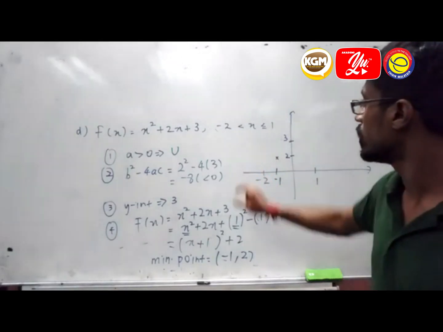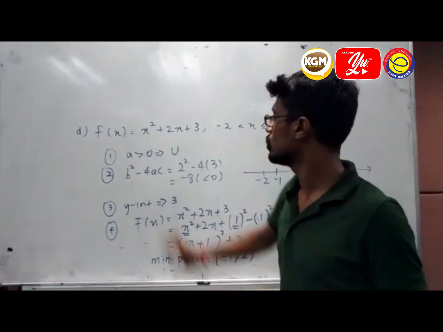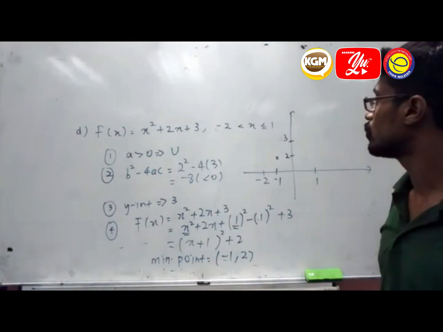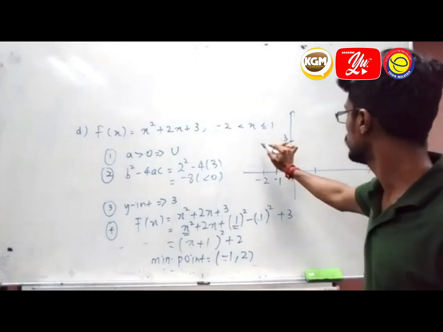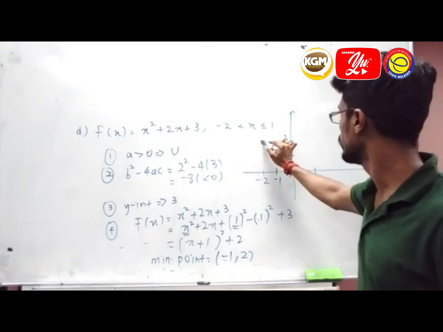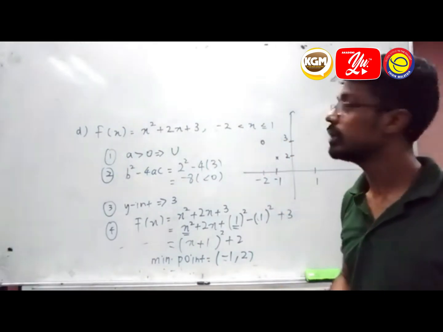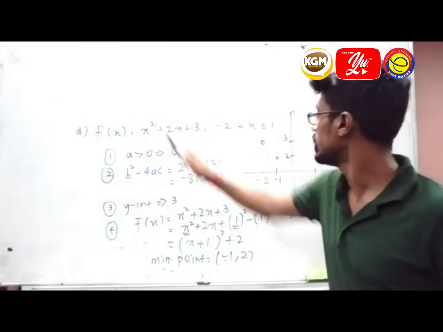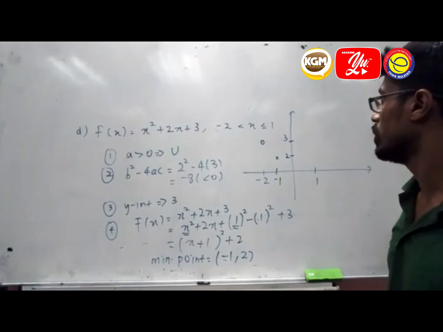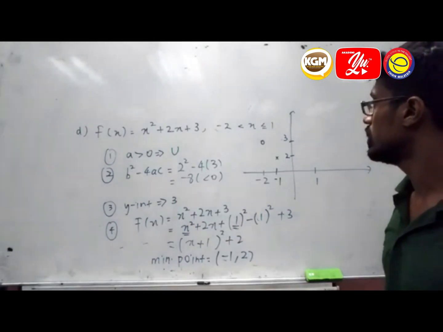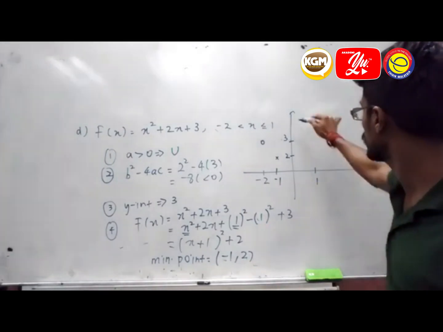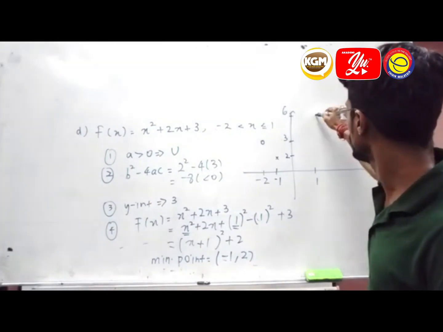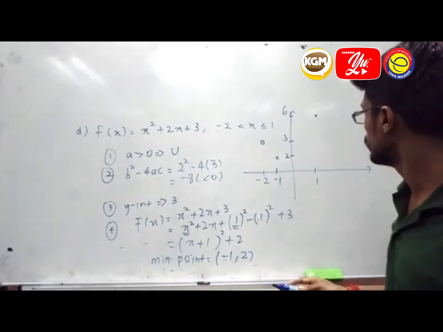So if I just go and put -2 in there, so that is going to be 4 minus 4, 0. So going to be +3. So I'll be here. I'm going to leave it open because it's not included. When I go and put 1, it's going to be 1 plus 2, 3, 3. So it's going to be 6. So I'll be somewhere here. This one I'm going to put it down because it's included.